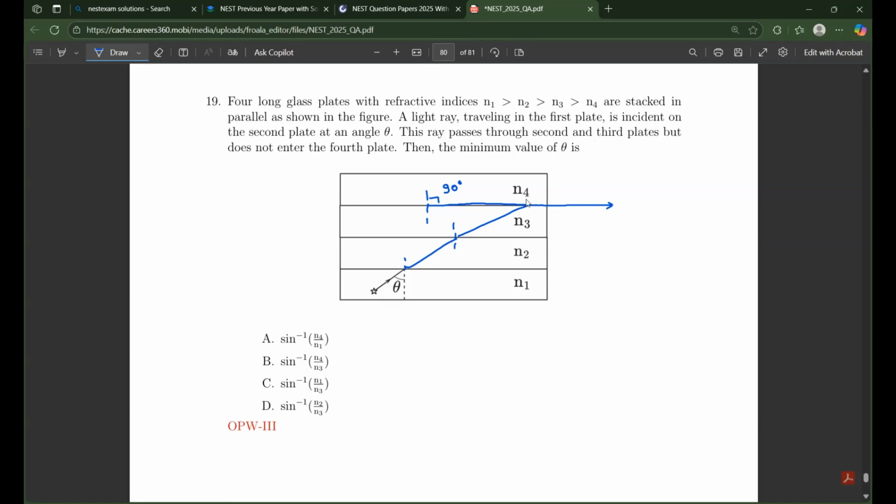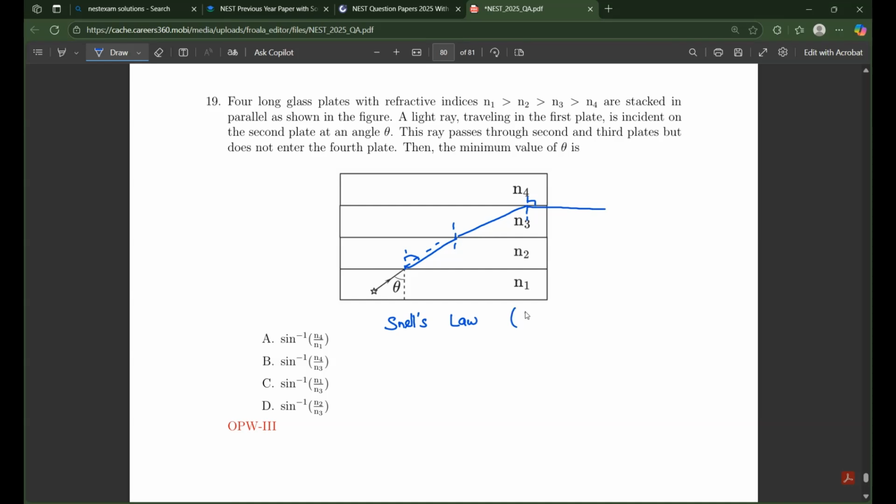Now at last this will finally be equal to 90 degrees. That is the case. Okay, this final angle must be equal to 90 degrees. That means the first angle, this angle, must be greater than theta, as this refracted ray has moved away from the normal. This angle must be greater than theta.